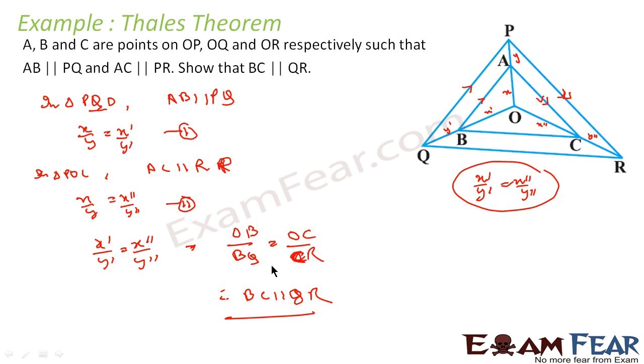Correct? What have we done? Very simple. We have taken this triangle. We observed that x by y is equal to x dash by y dash. Also, we have observed that x by y is equal to x double dash by y double dash. Combining these two, we can prove that x dash by y dash is equal to x double dash by y double dash. So that is OB by BQ is equal to OC by CR, and that means BC is parallel to QR. Very simple.